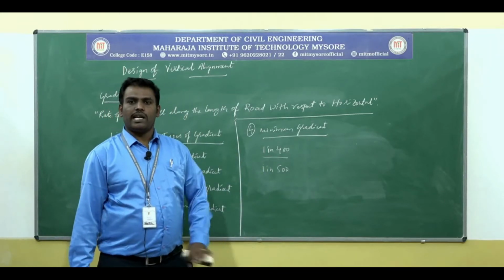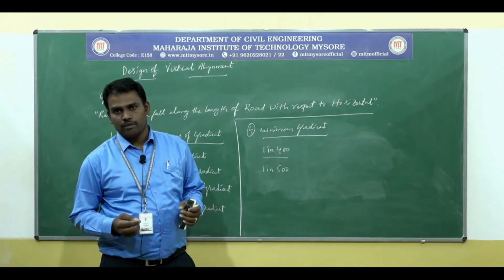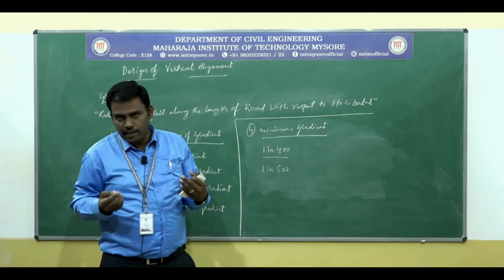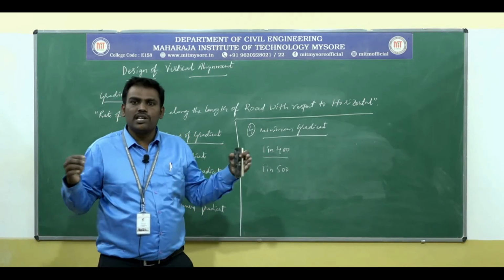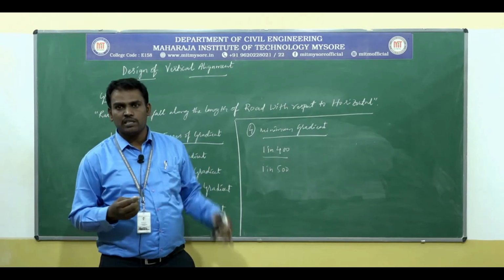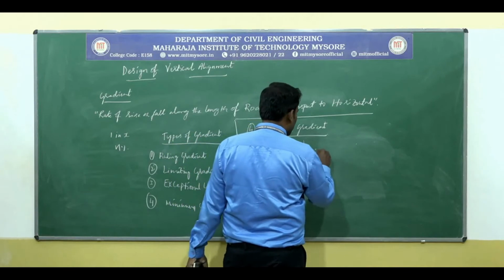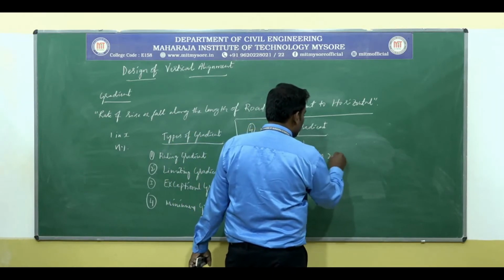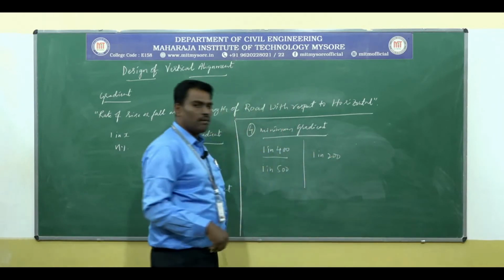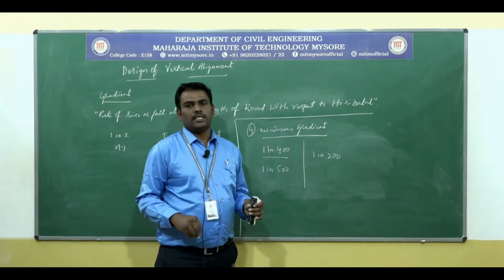Suppose the drainage is provided with inferior materials, not made of superior materials. If the drainage is constructed with inferior materials, meaning low quality materials, the minimum gradient they provide is 1 in 200, that is 200 meter horizontal distance for 1 meter vertical.